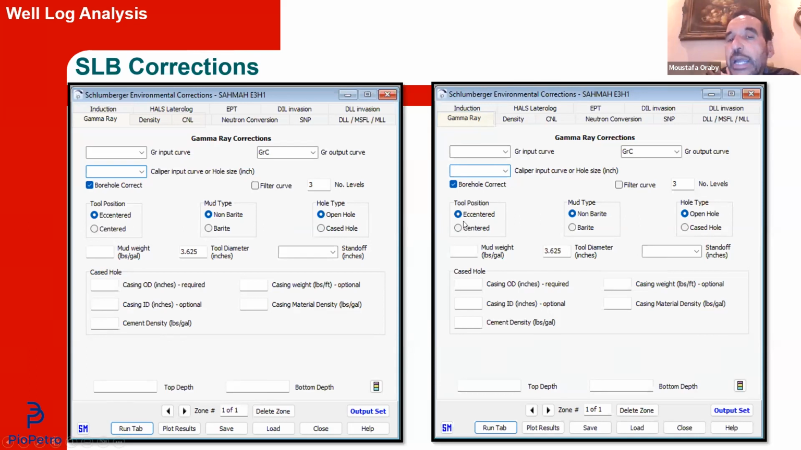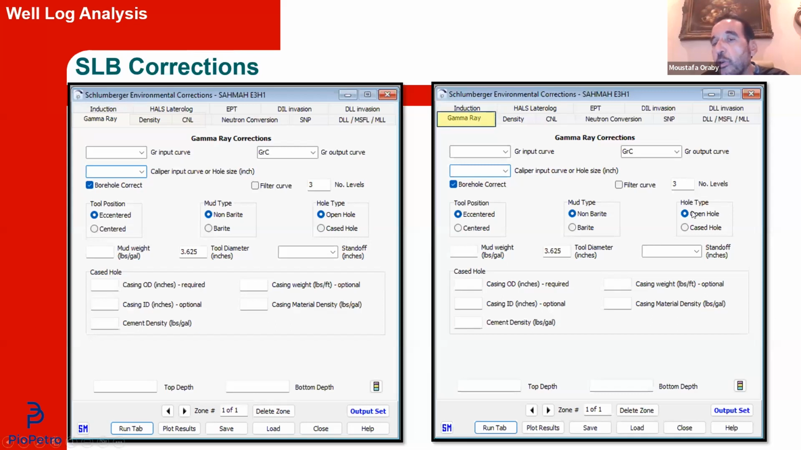Now, it will ask you, do you need borehole corrections? Yes, I need borehole corrections. So you click on the borehole correction. It will ask you, did you run a centralized tool or eccentric tool? So you choose the one that you ran the tool with. What is the mud type? Do you have barite in the mud, or you don't have barite in the mud? So did you weight the mud with barite or not? For example, mine has no barite in it, so I choose no, or I choose barite if I put barite.